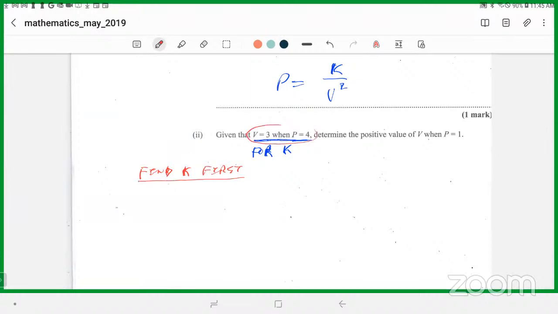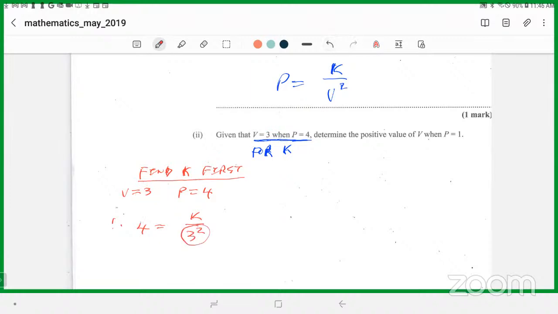I'm using this pair of values to find K: V equals 3 and P equals 4. We put these values in this formula to find the K. So the P value, which is 4, therefore 4 equals K divided by V squared, 3 squared.